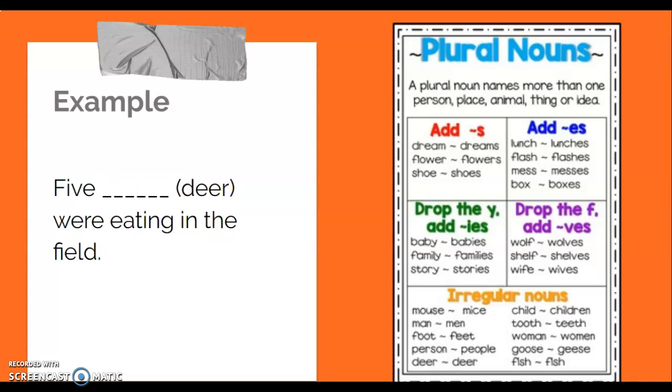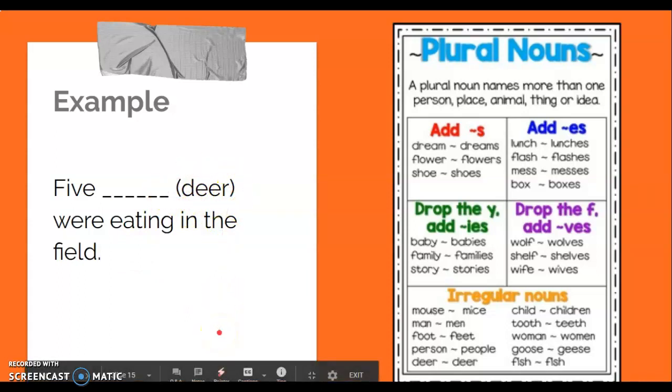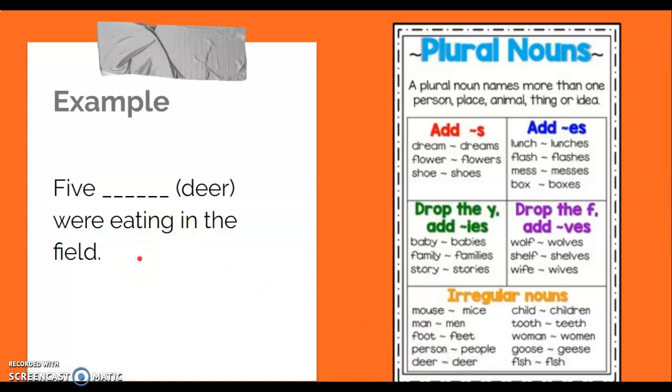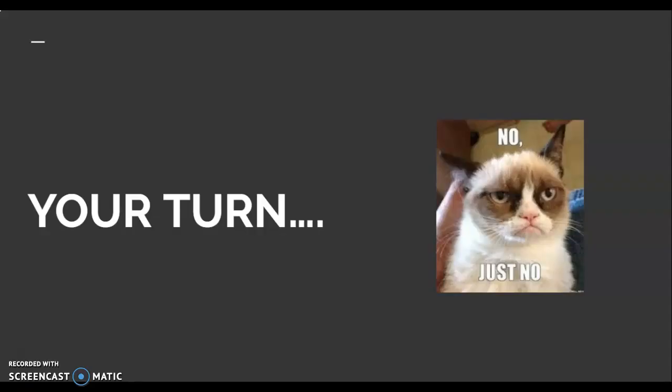5 blank were eating in the field. All right, well, the singular noun is deer. I seem to remember that was one of those words, yep, here it is, that stays the same, whether it's singular or plural, so it's actually going to stay as deer. Now it's your turn.